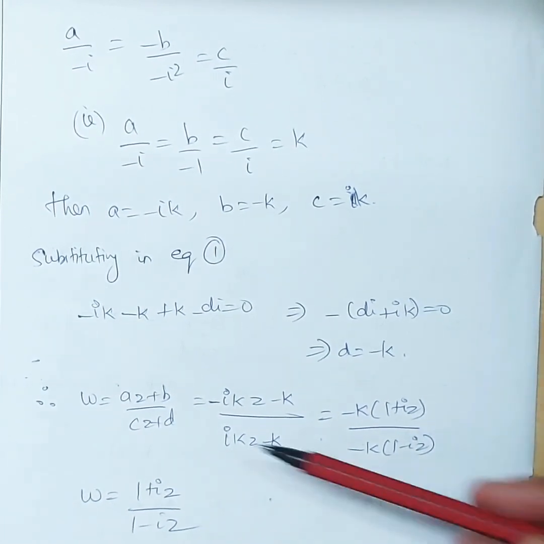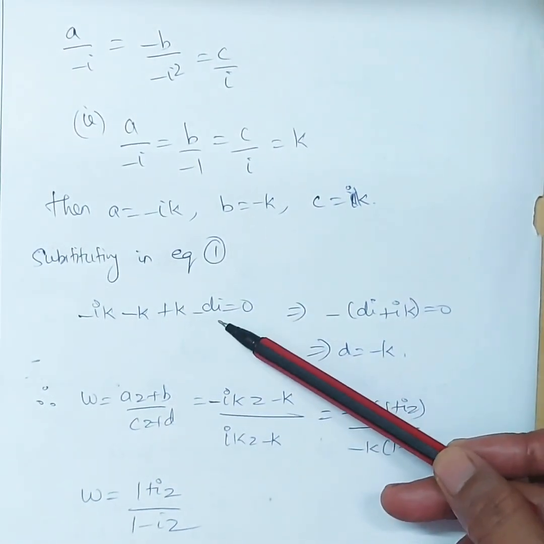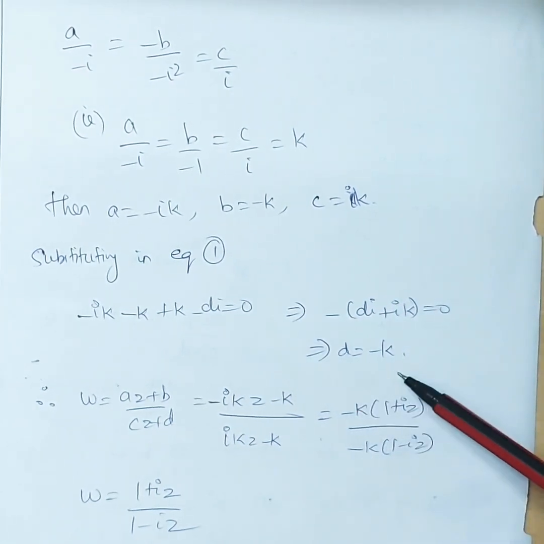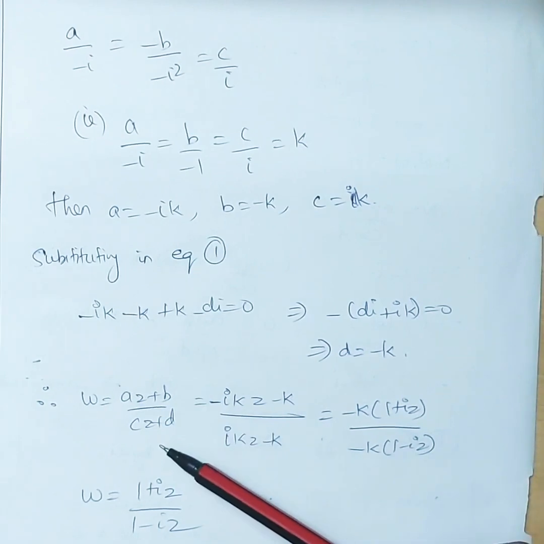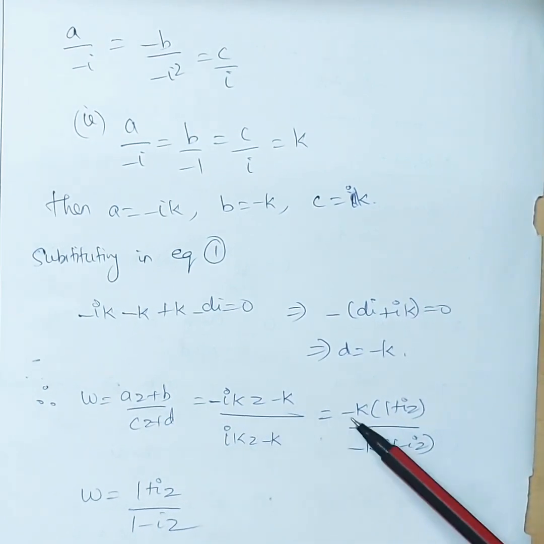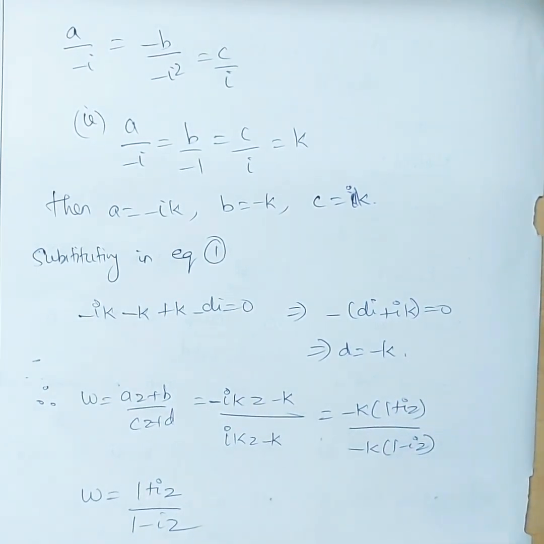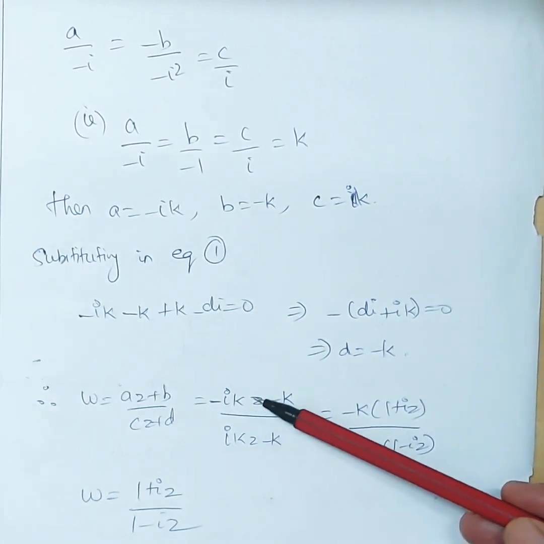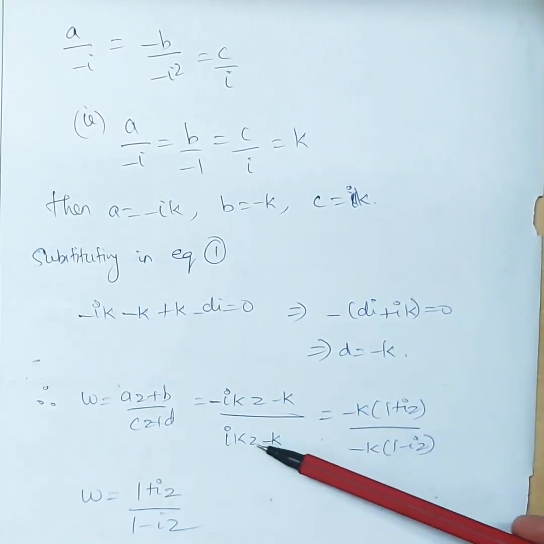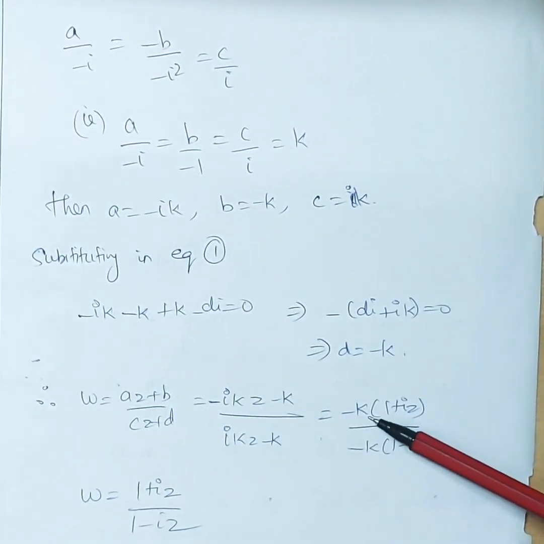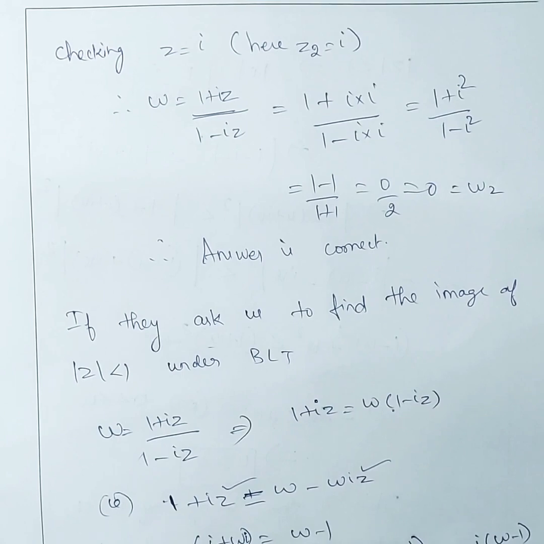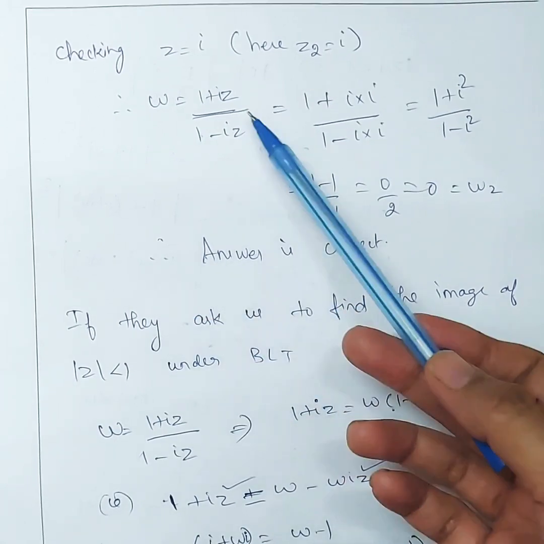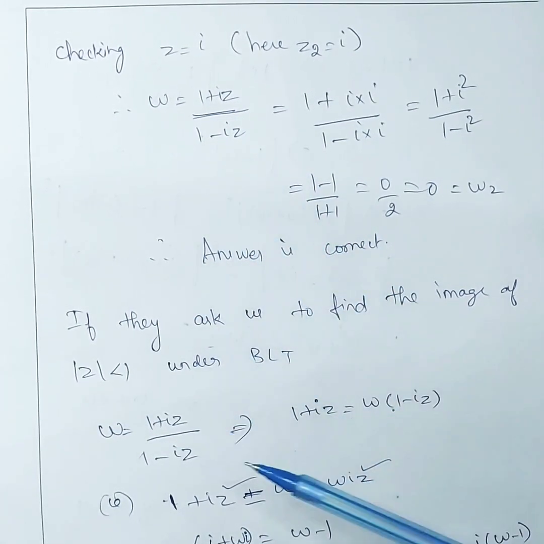Now we are going to substitute this in equation 1 to get D in terms of k. So finally we got D as minus k. You have to substitute in this equation and take k common and cancel it. Okay. So Ikz minus k by Ikz minus k. So you are going to take common minus k. So 1 plus iz by 1 minus iz, you got the same equation. Now you got the answer as w is equal to 1 plus iz by 1 minus iz.